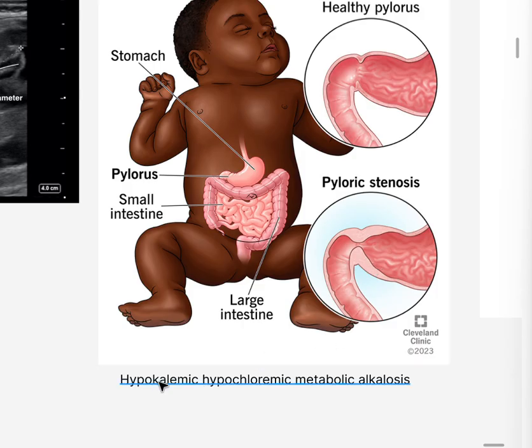So basically, why do you get alkalosis? The infant vomits gastric contents repeatedly. That means there's loss of the hydrogen ions, basically acid. As a consequence, losing acid, the blood becomes more alkaline, and this leads to primary metabolic alkalosis. So losing acid is the same as gaining base.